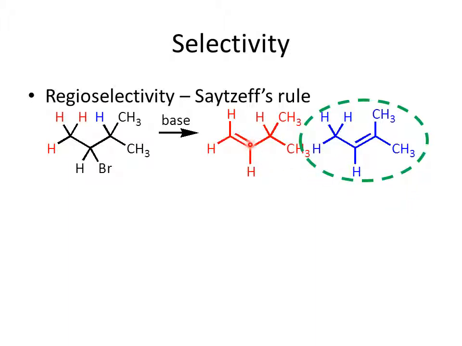Here are my sp2 hybridized carbons. There's one carbon group attached to an sp2 hybridized carbon. The other three are all hydrogen. Here, there's three carbon groups around the sp2 hybridized carbons. Only one hydrogen, and therefore this is preferred.